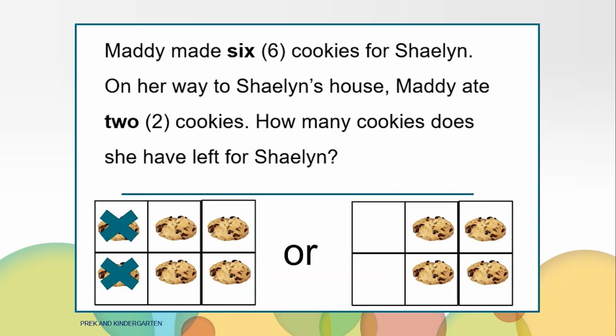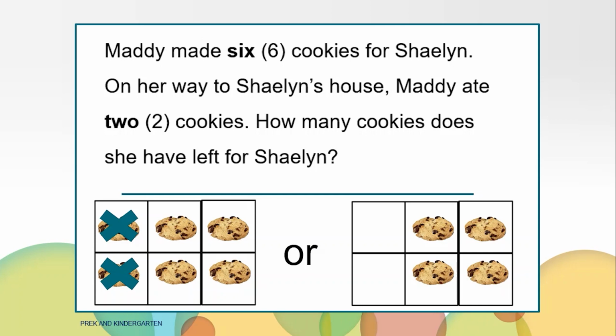Okay, let's go back to the story problem to see what the next step is. Maddie made 6 cookies for Shaylin. On her way to Shaylin's house, Maddie ate 2 cookies. How many cookies does she have left for Shaylin? So if we had 6 and she ate 2, how many are left? The mat tells us there are 4 left. 6 take away 2 leaves 4 cookies for Shaylin.